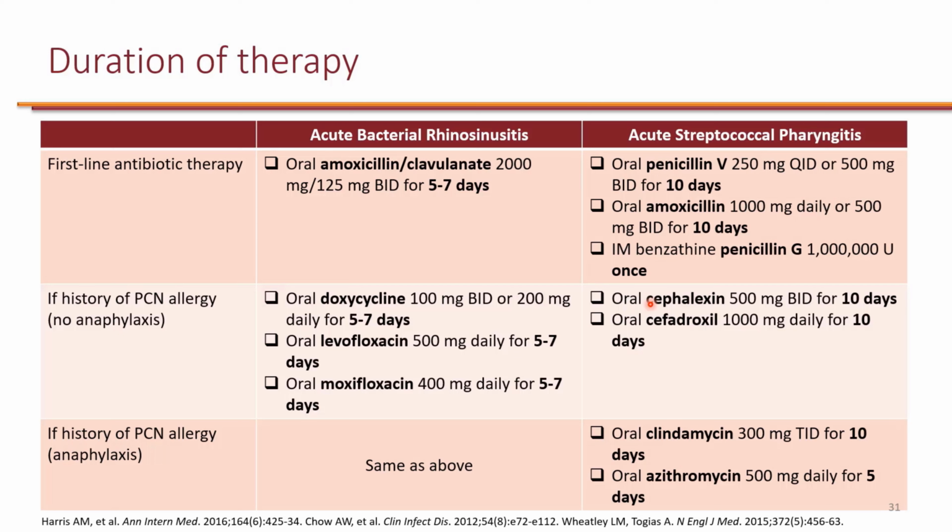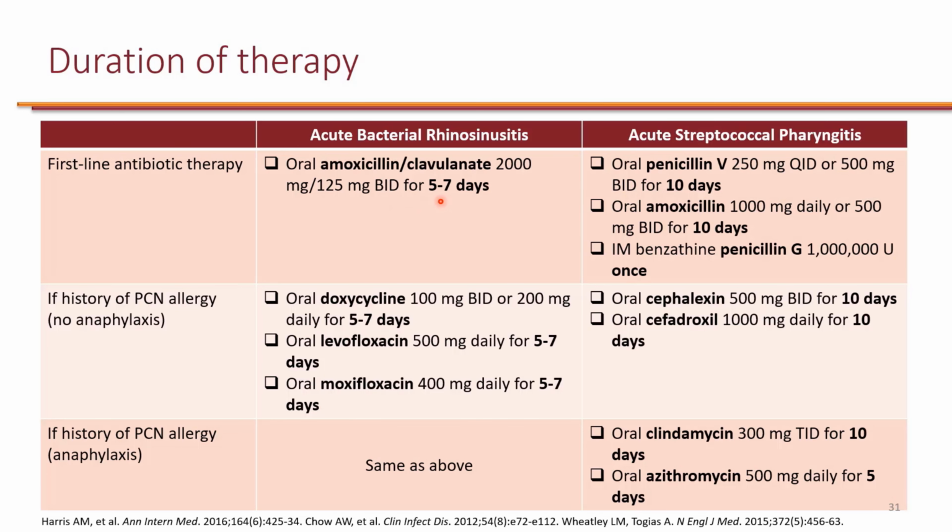For the duration of therapy of acute bacterial rhinosinusitis, the drug of choice is high-dose amoxicillin clavulanate. That would be 2 grams of amoxicillin along with 125 milligrams of clavulanate given twice a day, and this is typically for 5 to 7 days.